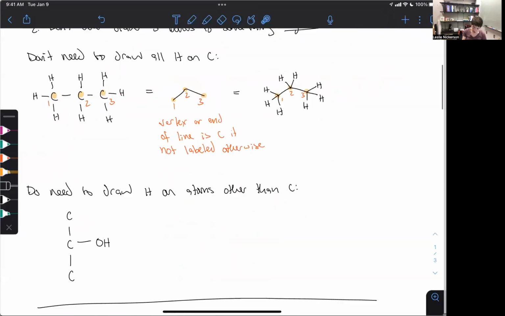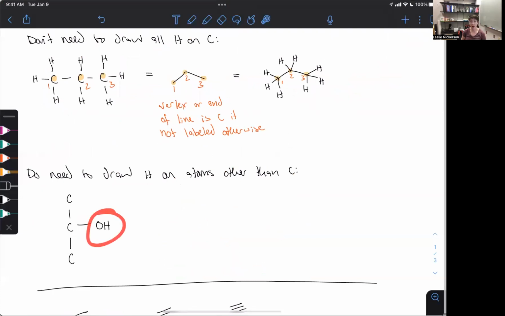So when you have heteroatoms, a heteroatom is basically any other atom besides carbon. So oxygen, nitrogen, any of those, sulfur, phosphorus, anything like that. If they have an H on them, you have to draw in the H. So in this case, we have to have that H there. And the reason for that is there's too many formal charges that could happen if there isn't an H labeled. So we just need to make sure that that is fully considered.